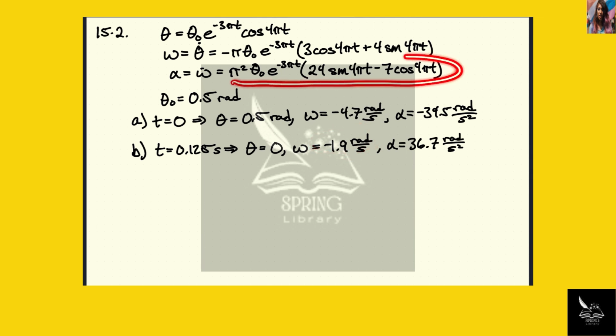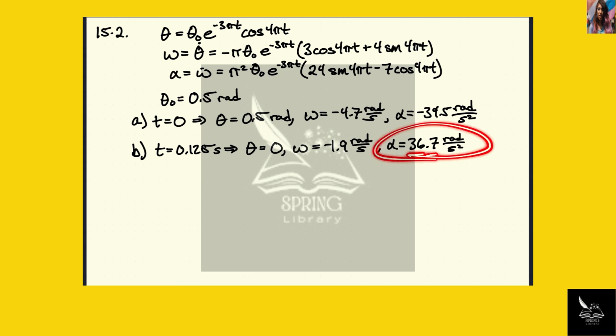Plugging everything into here, again, we can just crank through the calculations, and we get that the angular acceleration is 36.7 radians per second squared.